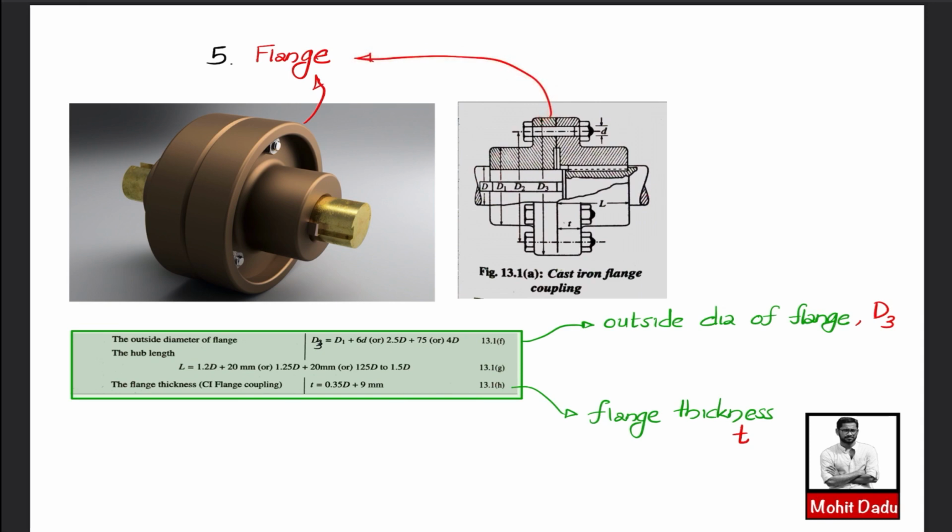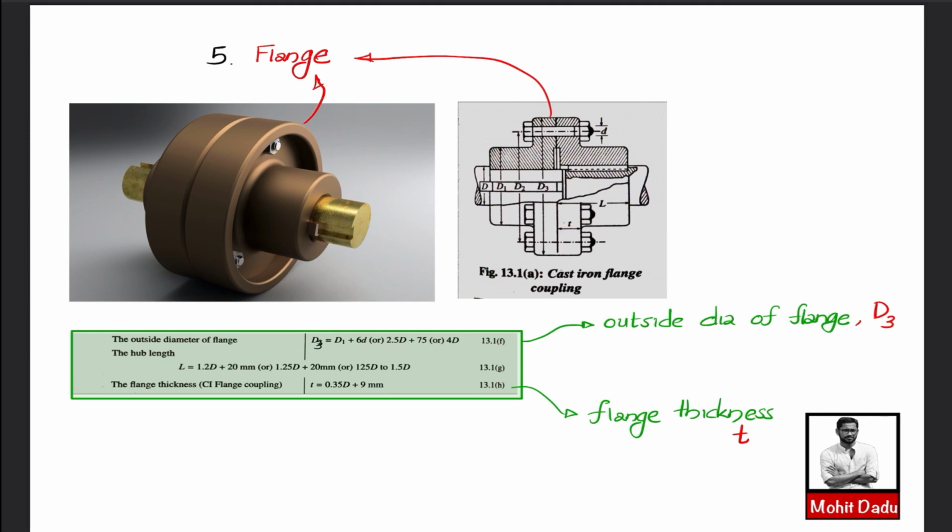The two parameters or dimensions of the flange are, one, the outer diameter of the flange, that means this much diameter. It is represented by the letter capital D3, and in this figure also you can see this one, this is D3. The next parameter is the thickness of the flange, T. This is shown here also. The equations for this one you can find here in 13.71F and 13.71H.